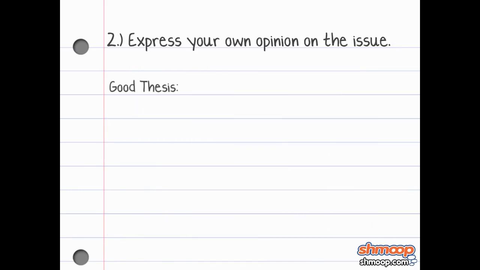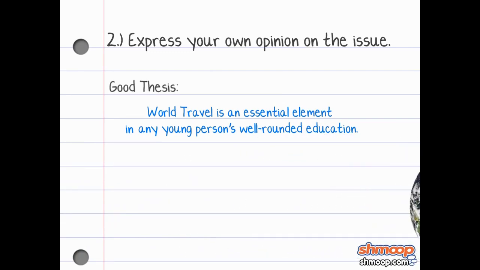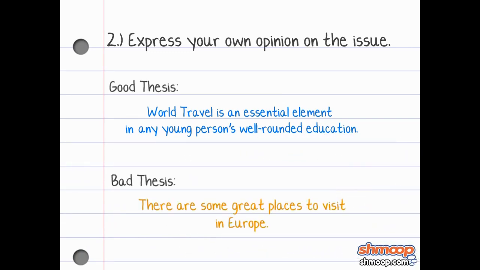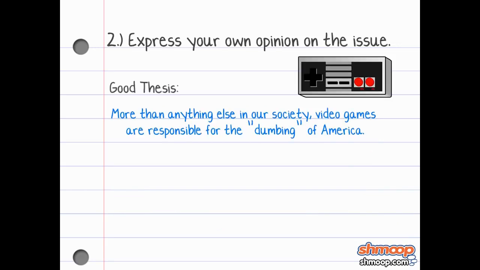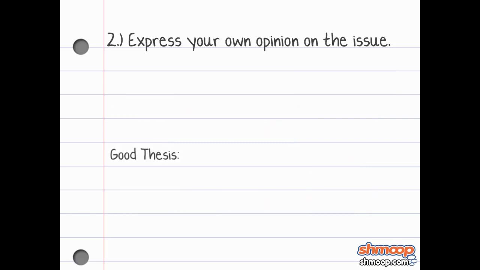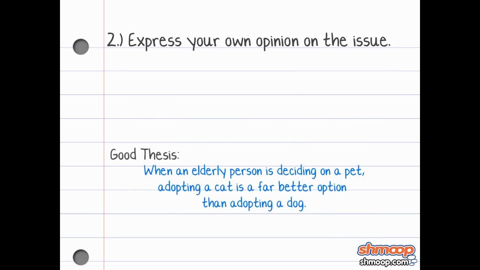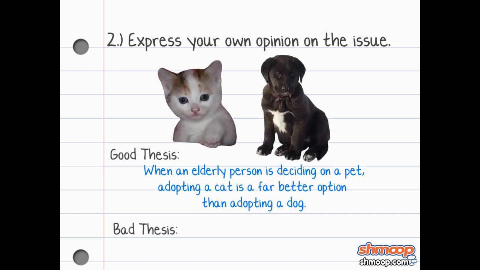Okay, here we go. Good thesis: World travel is an essential element in any young person's well-rounded education. Bad thesis: There are some great places to visit in Europe, dude. Good thesis: More than anything else in our society, video games are responsible for the dumbing of America. Bad thesis: People are dumb. Good thesis: When an elderly person is deciding on a pet, adopting a cat is a far better option than adopting a dog. Bad thesis: Cats rule. Dogs drool.